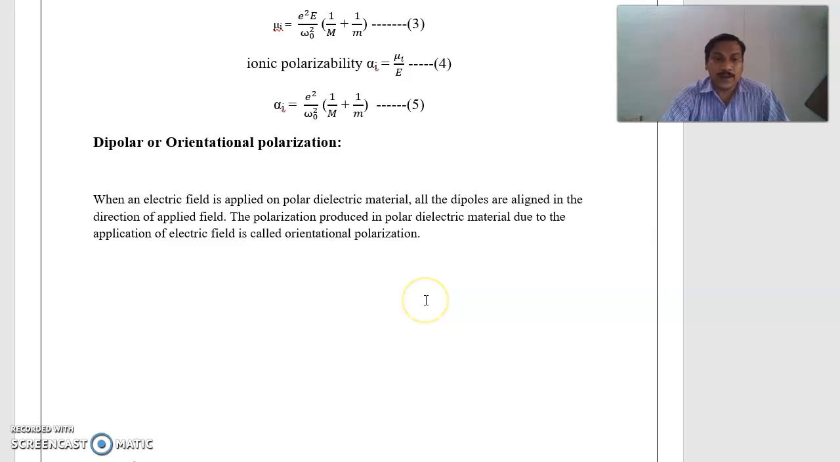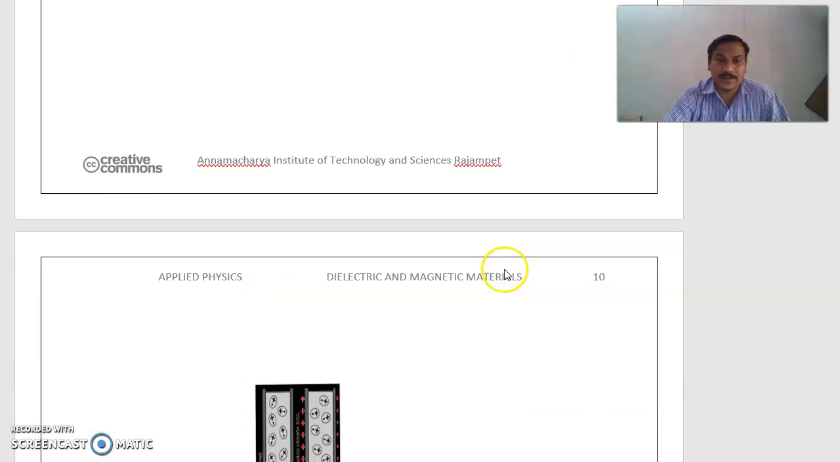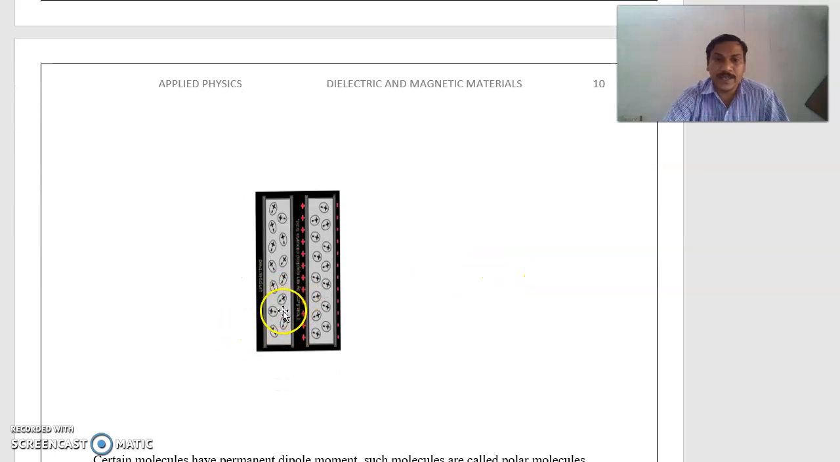Next, dipolar or orientational polarization. When an electric field is applied on a polar dielectric material, all dipoles are aligned in the direction of the applied electric field. The polarization produced in a polar dielectric material due to the application of an electric field is called orientational polarization. So here you can observe that in the first diagram.